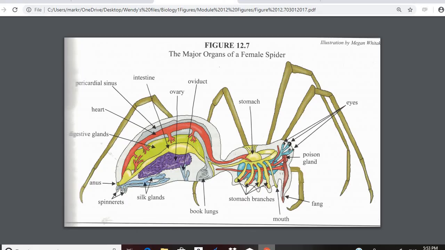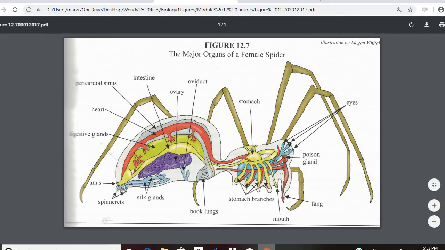So let's look at this picture again. So here is the mouth right here, and then here's the poison gland in the front. Here is the poison gland and the fang. So the poison gets injected into the prey, that paralyzes it, digestive enzymes break it down, and then the spider can just suck it right into its mouth, and then it enters the digestive system.